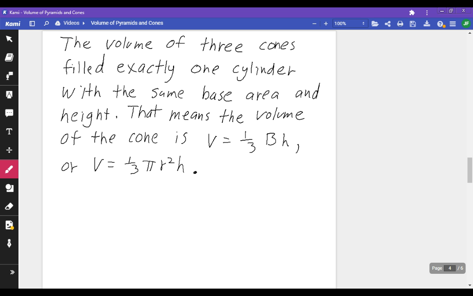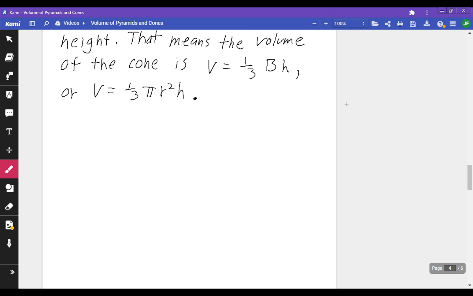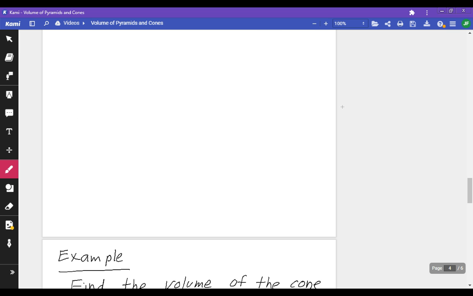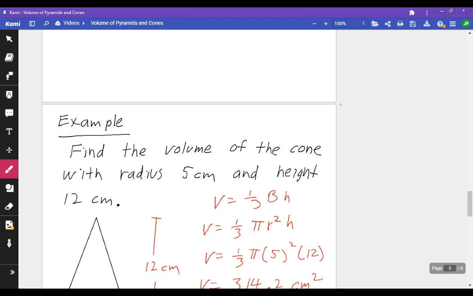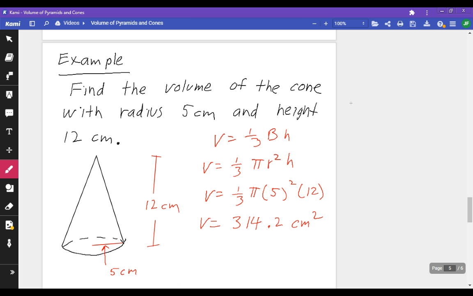But in this case, the base of a cone is always a circle, so we can replace capital B with pi r squared. So we can also use the formula volume equals one third times pi times radius squared times height. Okay, let's do a couple examples, which will give some practice to that formula. So let's take a look at our first example for volume of a cone.